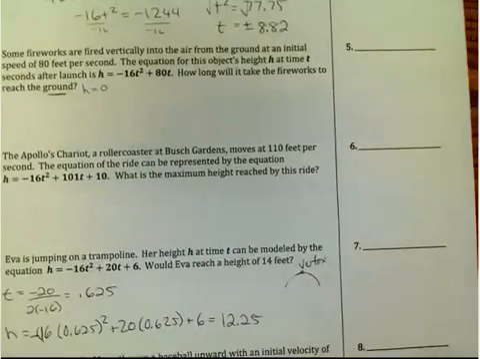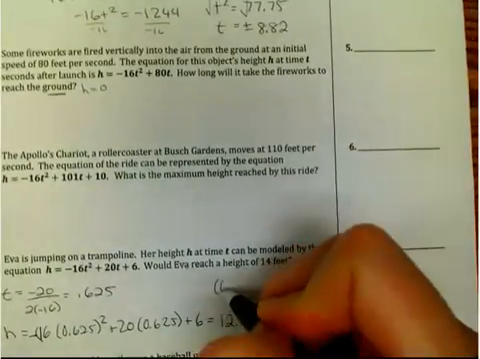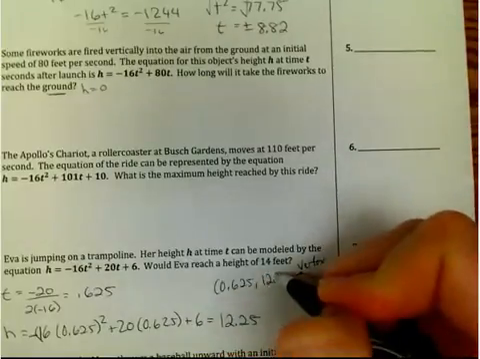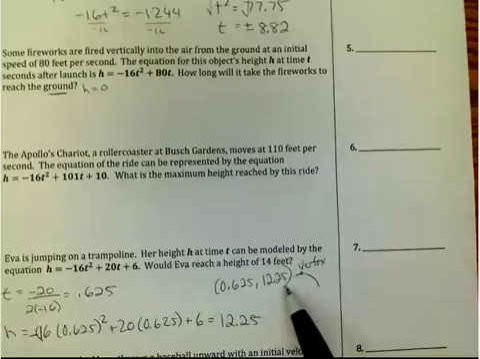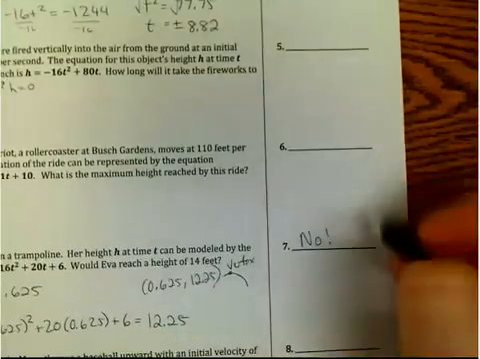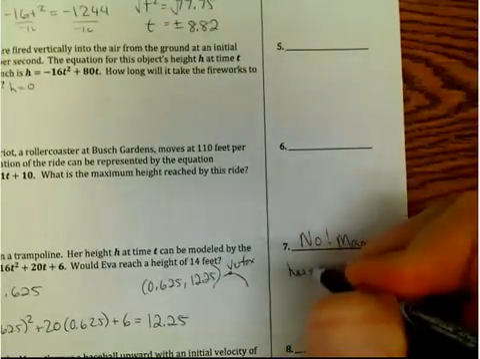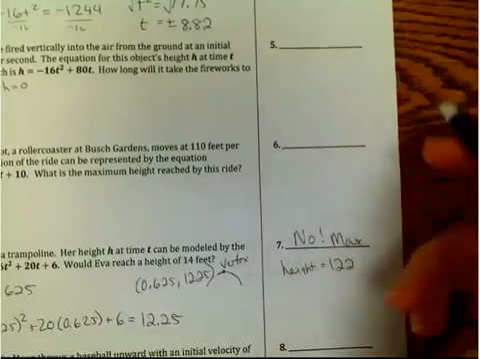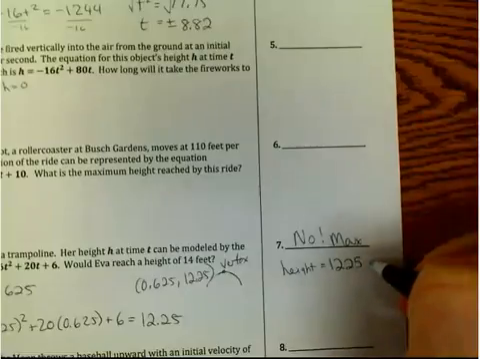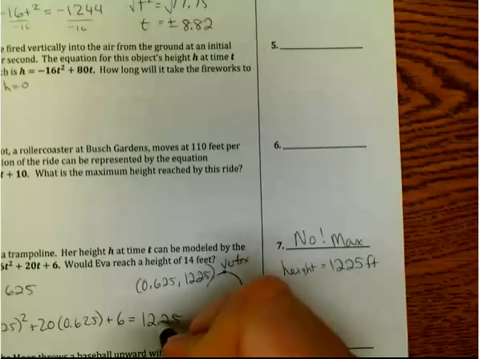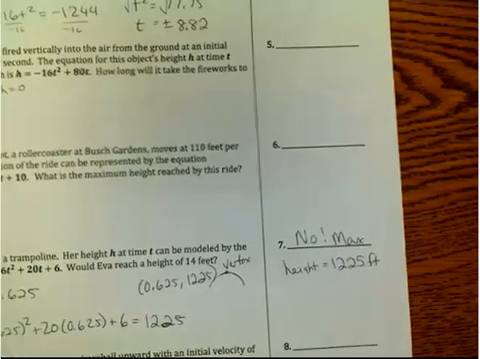So what that's saying is that my vertex is going to be the point 0.625, that's the time, that many seconds, and we will get to a maximum height of 12.25 feet. So the question is, would Eva reach a height of 14 feet? The answer would be no. The maximum height is 12.25 feet. Sorry, I put a decimal in there. That wouldn't be very high.